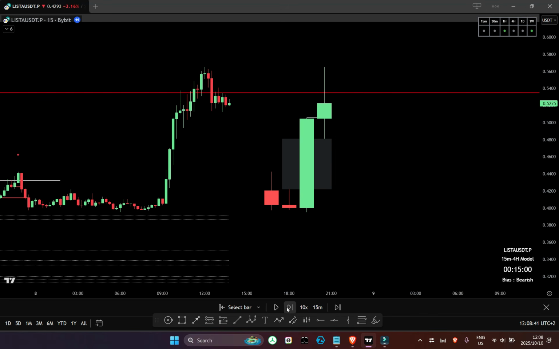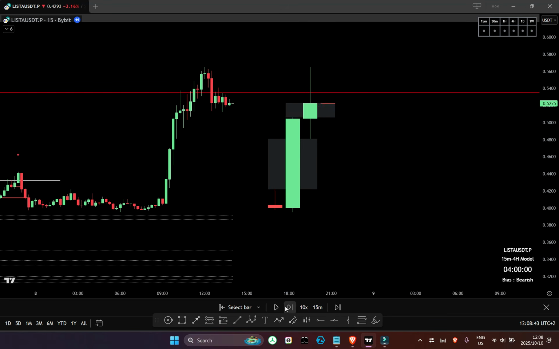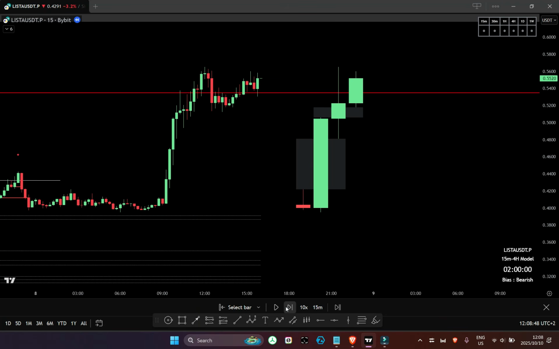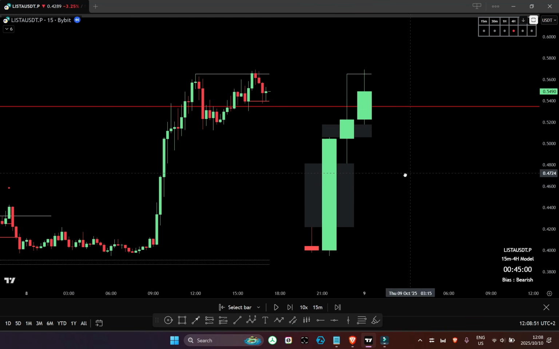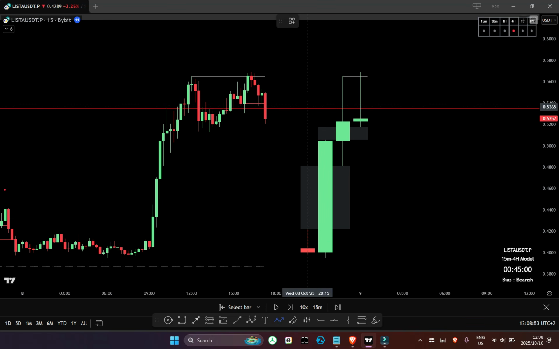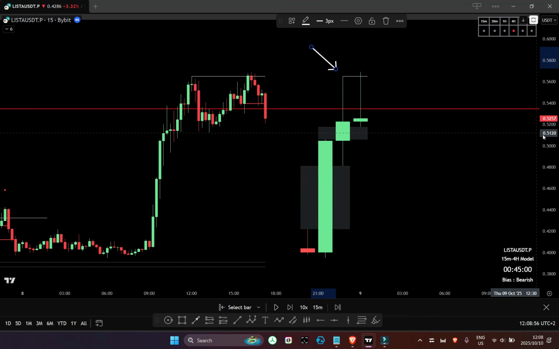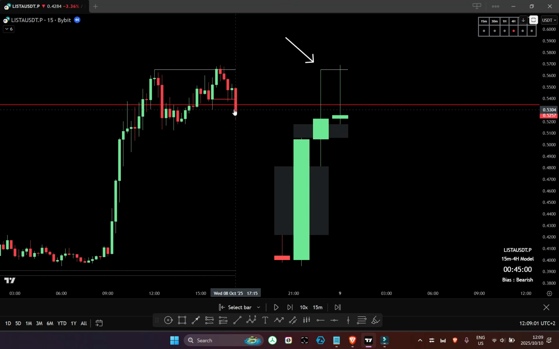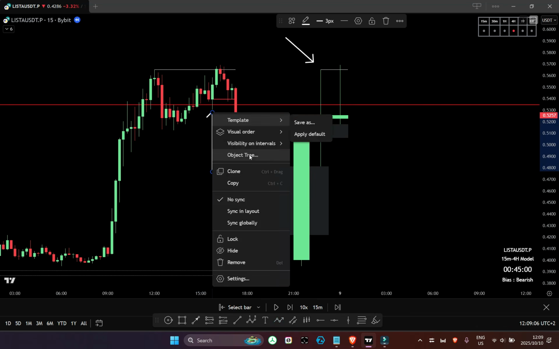I want to see a swing formation form at this level on the higher time frame. So we wait over here. And there you go. You can see we get a swing forming on the 4-hour time frame. The swing formation is forming at our key level. So now we go to the lower time frame and you can see over here, you can clearly see that we had a CISD that was formed.